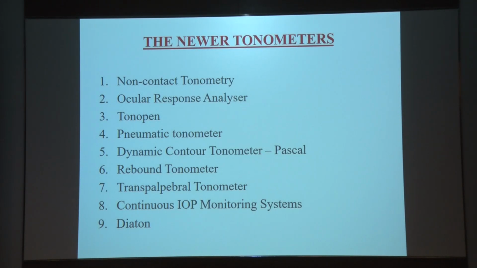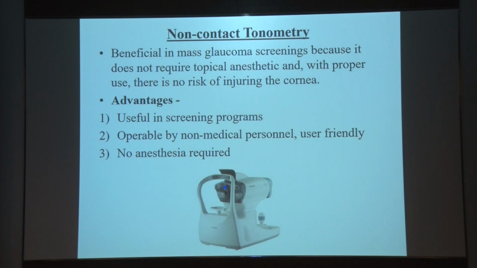We also have the newer tonometers like non-contact tonometry, ocular response analyzer, TonoPen, pneumatic tonometer, DCT, which is Pascal, dynamic contour tonometer, rebound tonometers, transpalpebral tonometer, continuous IOP monitoring systems, and Diaton. In NCT, it is beneficial in mass glaucoma screenings because it does not require topical anesthesia, and with proper use, there is no risk of injuring the cornea.